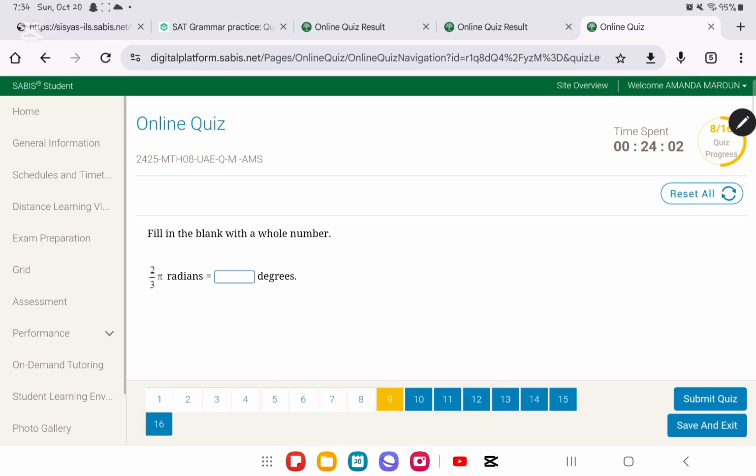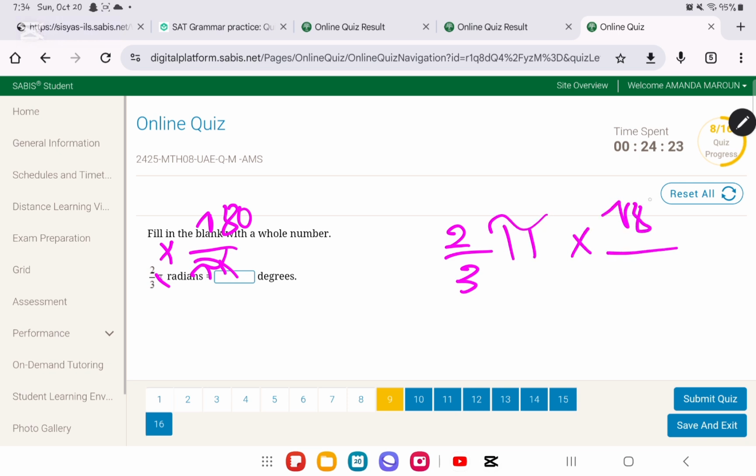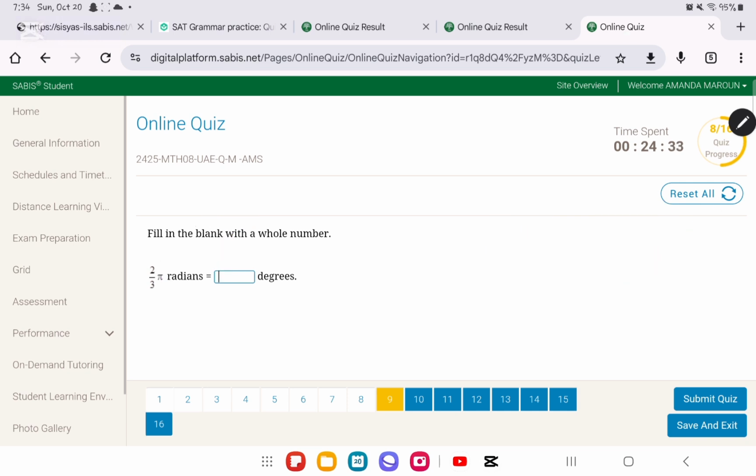Question number 9. Again, to change from radians to degrees, we are going to multiply by 180 over pi. So 2 over 3 pi multiplied by 180 over pi. First of all, the pi will cancel with the pi. Then 2 over 3 times 180, we will get 120. So our answer here is 120 degrees.